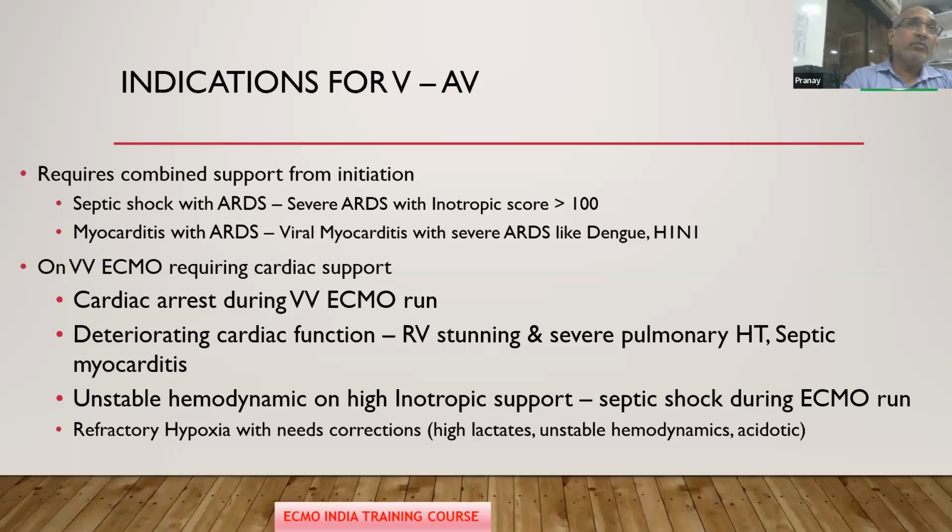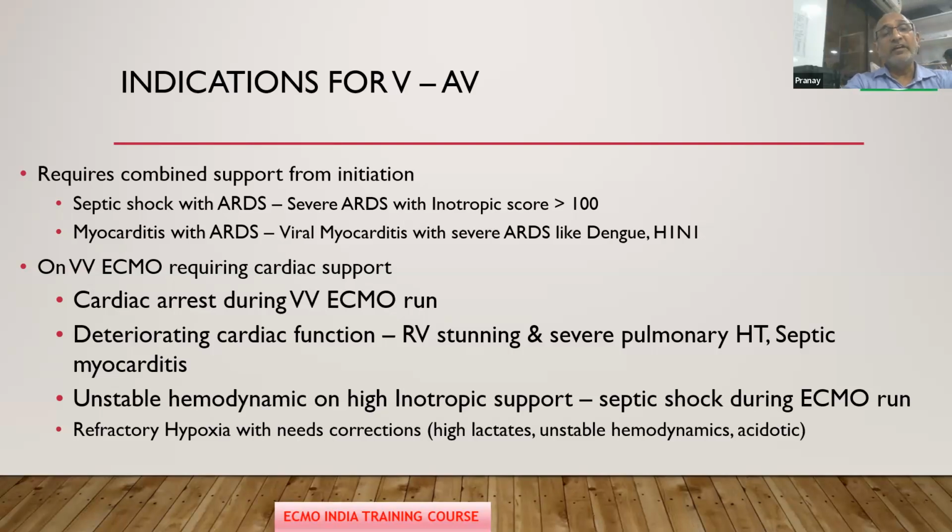Or you might require to go on VAV ECMO when the patient is already on VV ECMO. When the patient is on VV ECMO, he requires cardiac support, like in case the patient goes into cardiac arrest, you might have to go for VAV ECMO. If the patient's cardiac condition deteriorates, as we just discussed on RV stunning, or in case of right heart failure, or severe pulmonary hypertension, or the patient goes into septic myocarditis, again he requires some kind of cardiac support. Or when the hemodynamics are unstable, like the patient is going into sepsis and septic shock, then you might have to go for VAV ECMO.